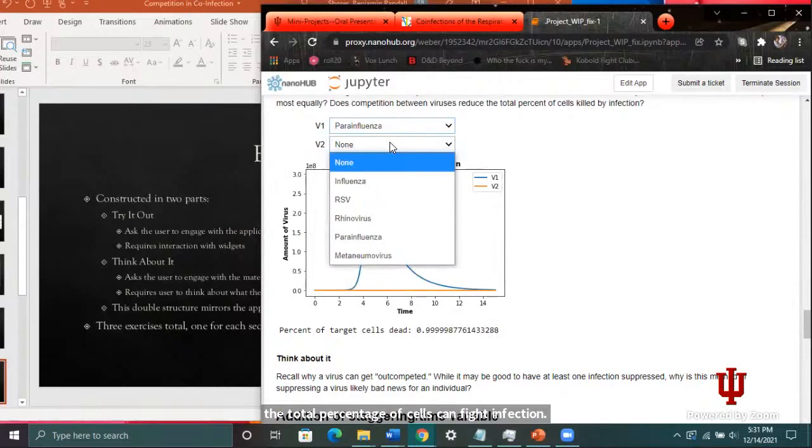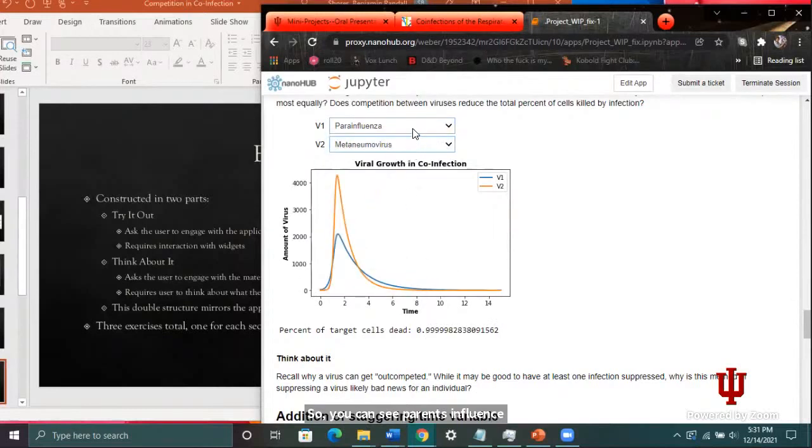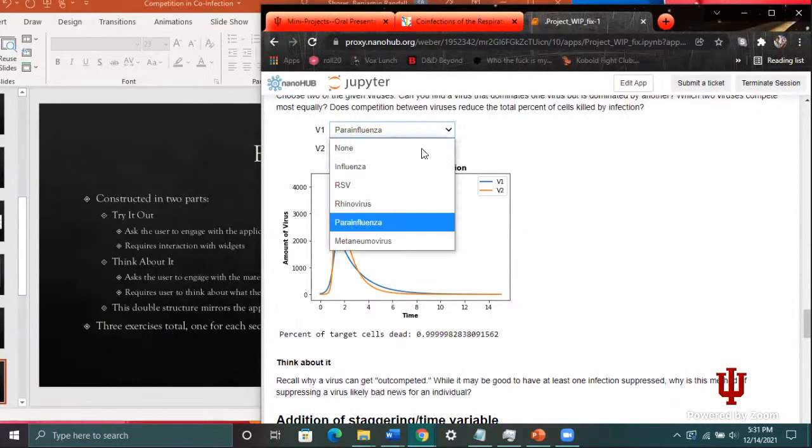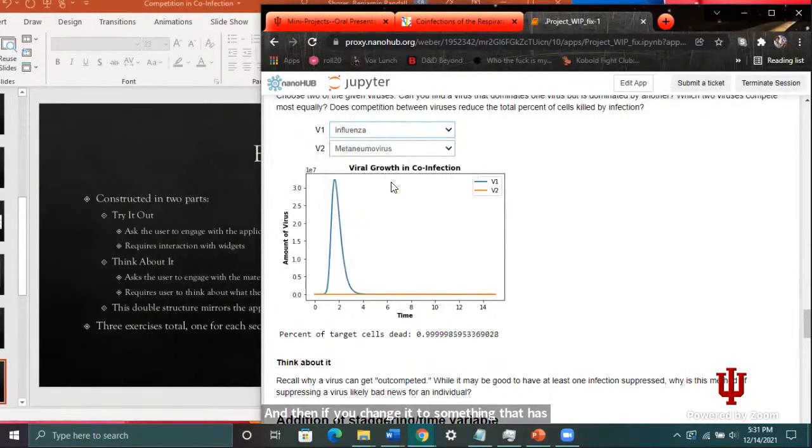So you can see parainfluenza and metapneumovirus, out of all of them, seem to compete most equally, and the percent of target cells dead is, you know, most of them. And then if you change it to something that has less competition with it, like influenza, you can see that there is a larger percent of the target cells dead.